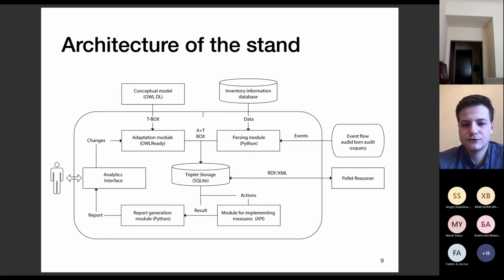The main cycle consists of two stages: instancing, I mean parsing from databases and sensor logs, and reasoning, which is provided by the Pellet reasoner. After reasoning, some individuals would be classified as attacks, for example, and some countermeasures could be executed automatically after reasoning. After all, the final state of the world is transformed into a human-readable report.